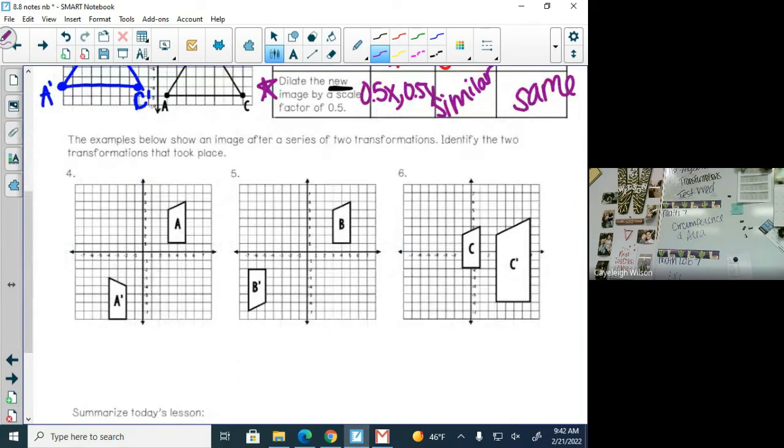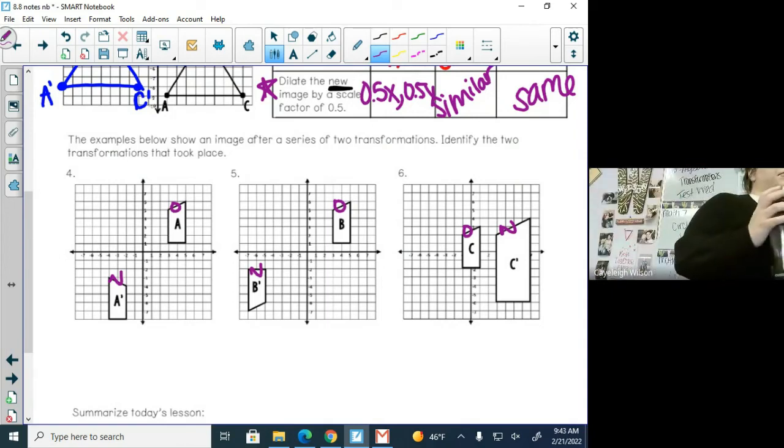It says the example shows an image after a series of 2 transformations. Identify the 2 transformations that took place. So here's your original. Here's your new. Talk about what happened. Let me give you a second. It says that there's 2 transformations for each one.